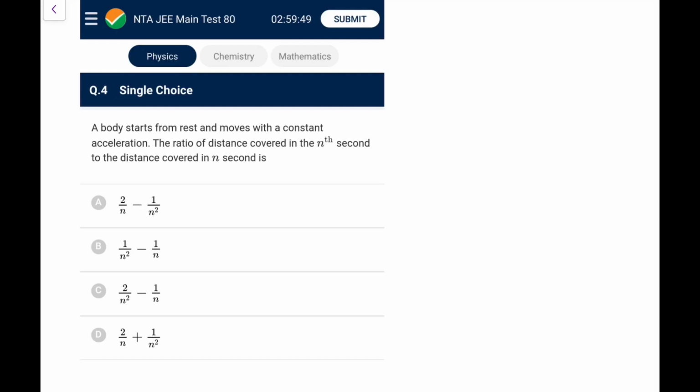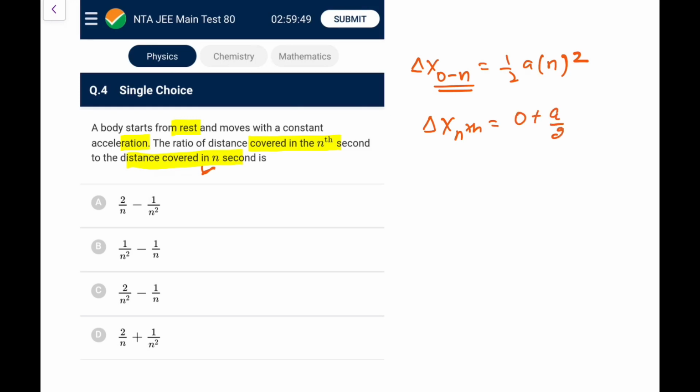Next one. Body starts from rest, moves with constant acceleration. The ratio of distance covered in nth second to distance covered in n seconds. So first of all, it's a nice question. Because it starts from rest, the displacement in total n seconds, with u equal to 0, is half a into n square. While the displacement only in nth second, you go by the equation u plus a by 2 into 2n minus 1, u is 0. So that is a by 2 into 2n minus 1.